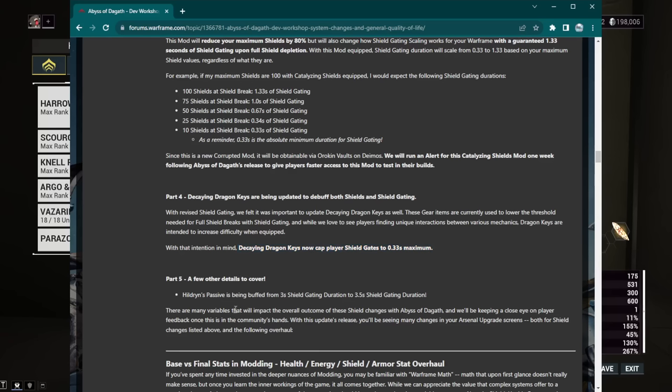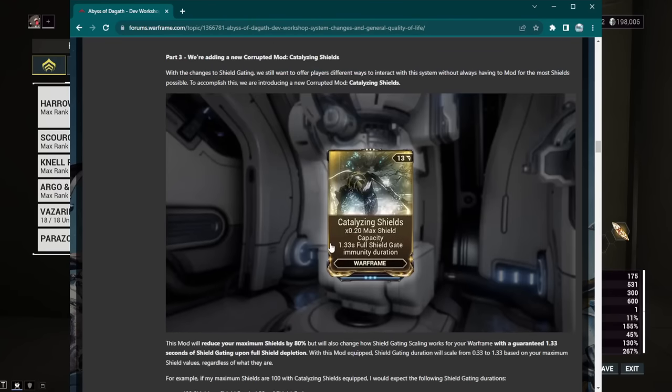Also, Hildryn's passive is being buffed from 3 second shield gate duration to 3.5 second shield gate duration. So Hildryn's getting some big buffs indirectly. Well, I guess this one's more direct. She got extra DR on shields, and now her shield gating is an extra 0.5 seconds. That's very nice. So overall, on these changes, it's definitely going to change the meta a lot. I see a lot of people are going to be running this mod just to do the exact same thing as before. It also escalates Revenant as the tank meta even more.